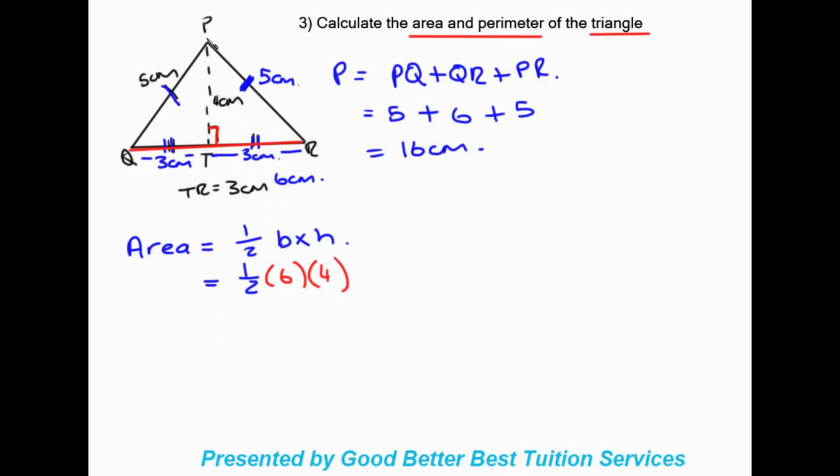Okay, remember the height is always this line that cuts through the triangle and meets with this right angle and the base. Cool? So now we're going to have 6 times 4, 6, 12, 18, 24. 24 times half, so that's basically half of 24, and we get 12 centimeters squared. Remember, it's area, always squared.